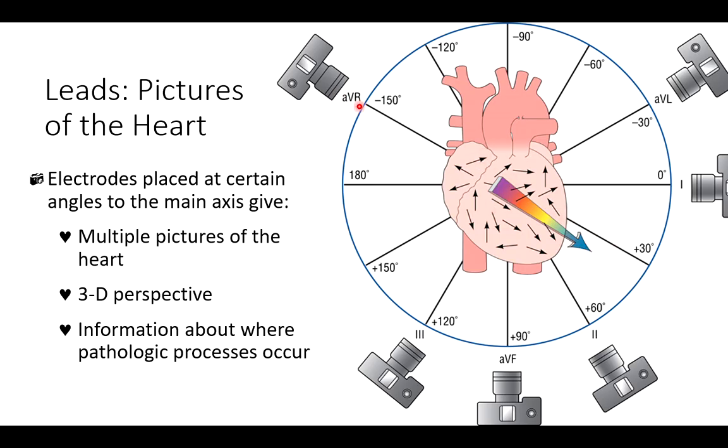And depending on where we're looking, it may be reflected as negative, moving away from the lead, or it may be reflected, in this case, lead 2, as positive, as it's mostly moving toward the lead. In the case where it's moving perpendicular, it may be a little more isoelectric, depending on the exact electrical direction.